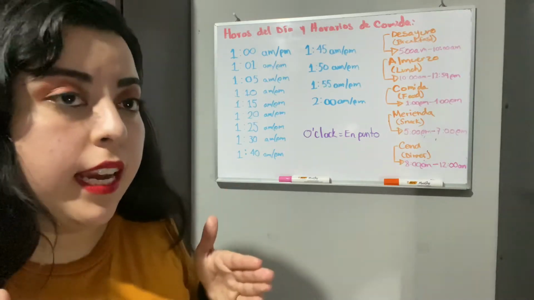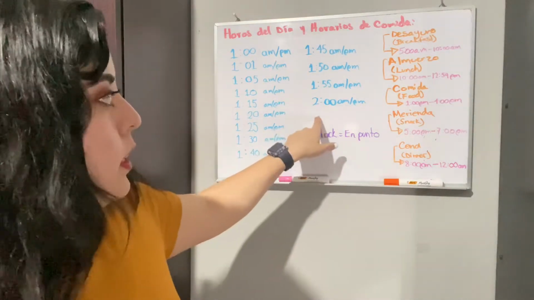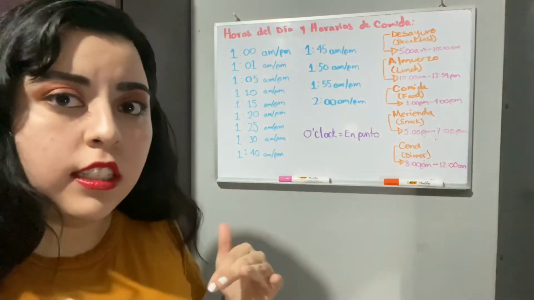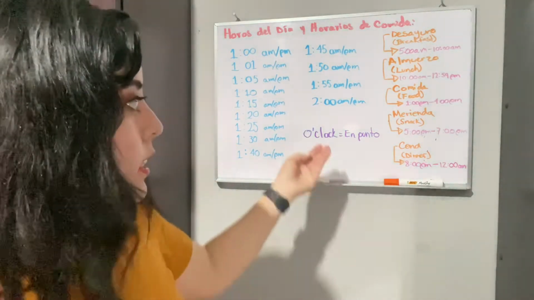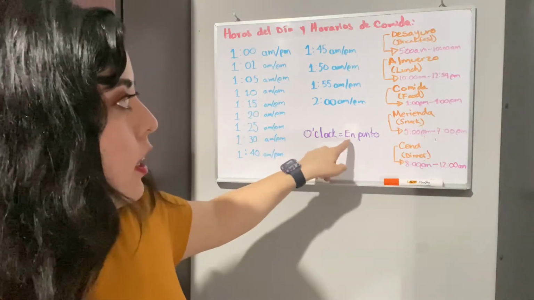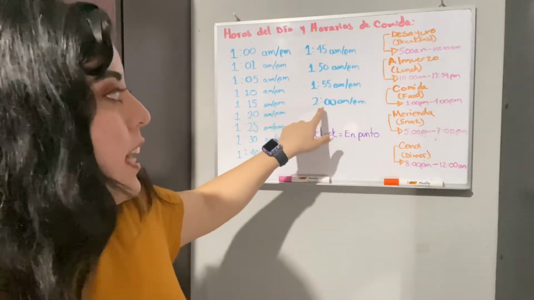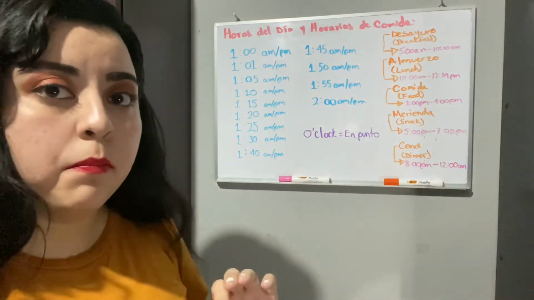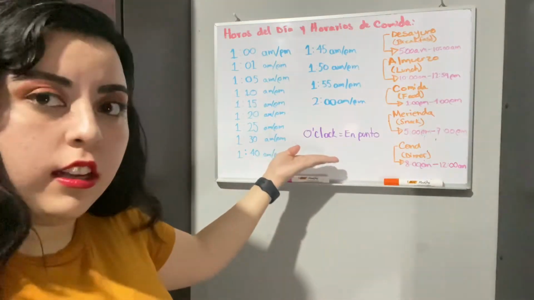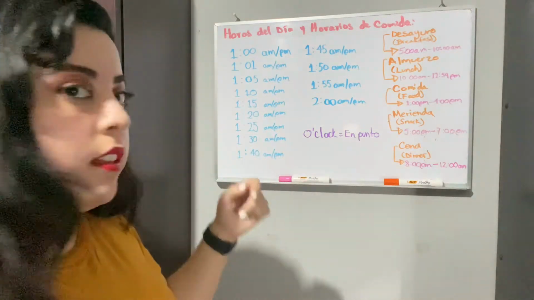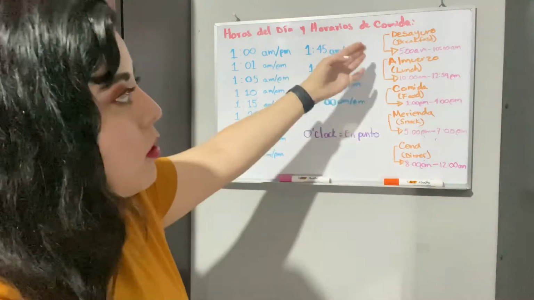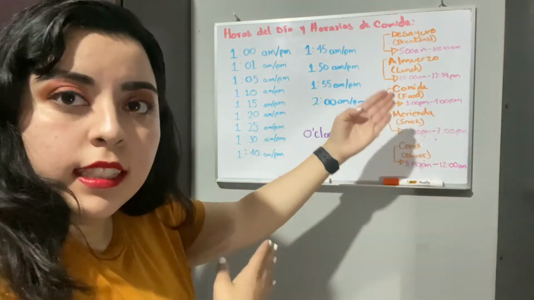Just to mention that it's common to say es la 1:15 or la 1:15. Both are correct. And when you are starting an hour, you can say, as in English, 2 o'clock. In Spanish, we say, for example, son las 2 en punto. En punto means o'clock. All right, I hope you can understand this.